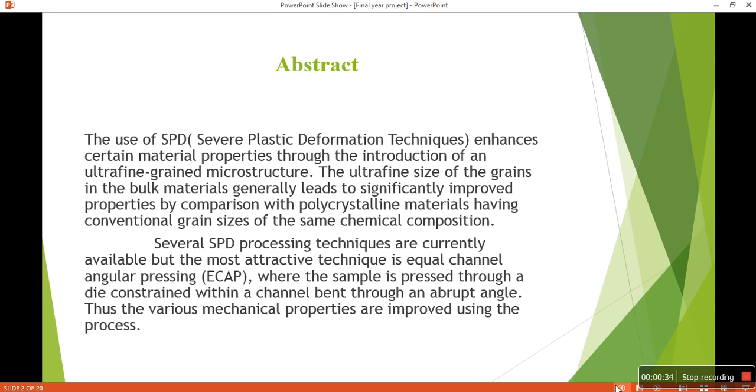Abstract: the use of SPD enhances certain material properties through the introduction of an ultrafine grain microstructure. The ultrafine size of the grains in bulk materials generally leads to significantly improved properties by comparison with polycrystalline materials having conventional grain sizes of the same chemical composition. The sample is pressed through a die within a channel bent through an abrupt angle, and thus various mechanical properties are improved using the process.